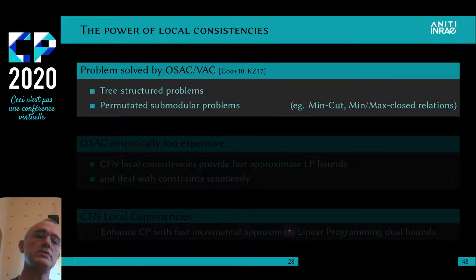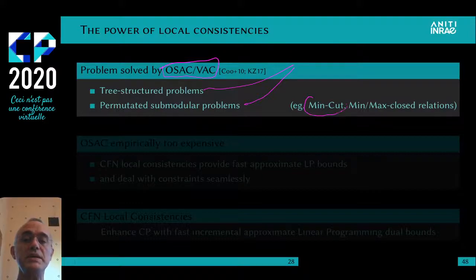The two strongest local consistencies, OSAC, LP-based and AC-based, and VAC, which is purely AC-based, are quite strong because they can solve tree-structured problems exactly, as arc consistency does. They can also solve permutated submodular subproblems, which is very nice. I will not describe this, but for example, it solves min-cut problems, which means that VAC, which does not use LP, is stronger than max flow, nevertheless.